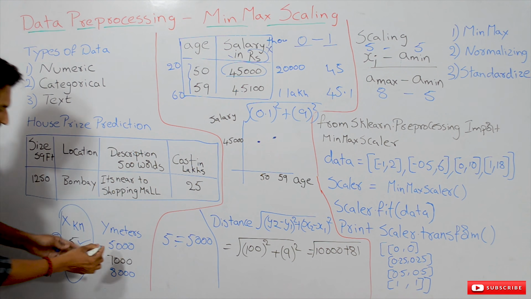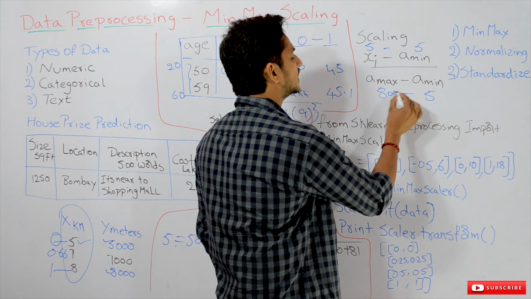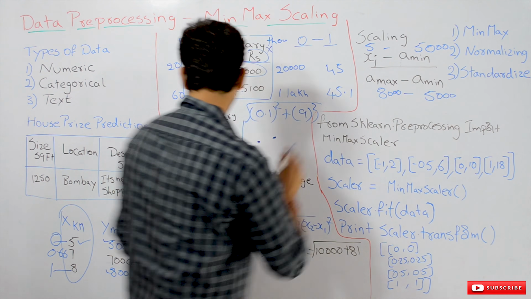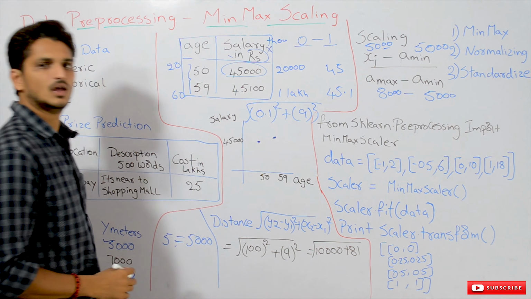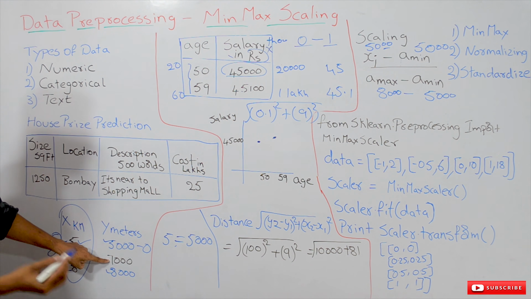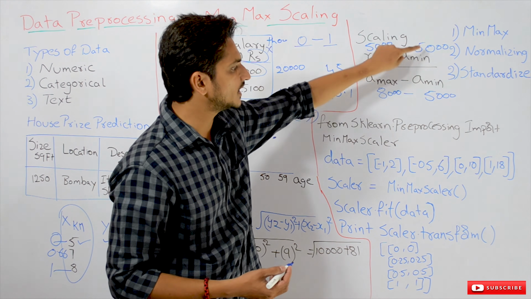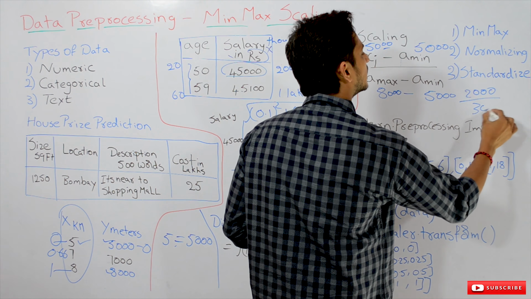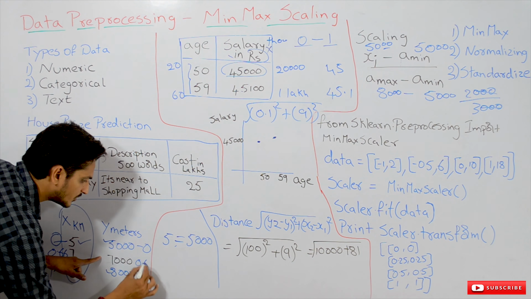The same way, consider the minimum value is this, the maximum value is this: 8,000, 5,000, 5,000. What's the first value? 5,000 minus 5,000 which is 0. 7,000 minus 5,000, 2,000, divided by 8,000 minus 5,000, 3,000. Cancel the zeros. So 2,000 divided by 3,000. We got the same value. You observe it, 0.66.